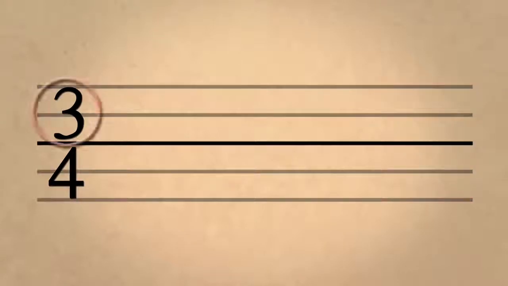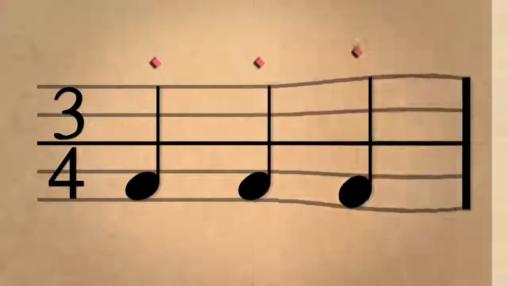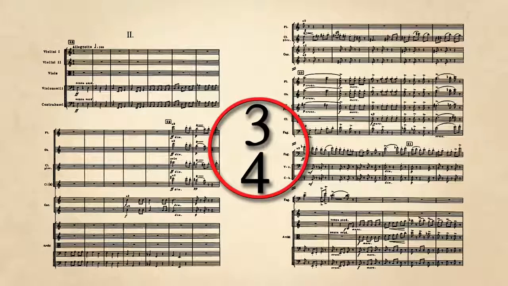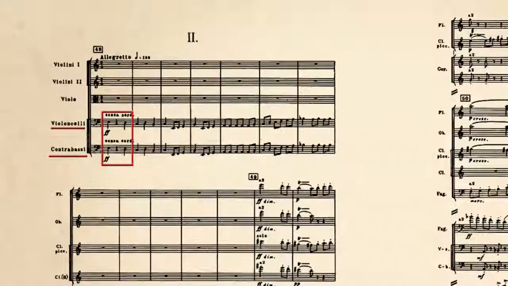3/4 means 3 beats in a measure with a quarter note receiving 1 beat. If we look at the 2nd movement of the Shostakovich 5th Symphony, we see that it is in 3/4 time. This melody, played by the cellos and basses of the orchestra, is quite simple. The first measure, a quarter note, quarter rest, quarter note.